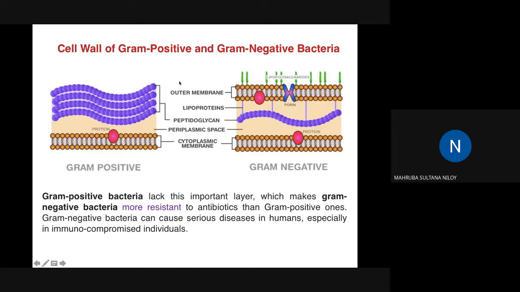So which bacteria might be more sensitive to drugs? This one or this one? Gram-positive, sir. Sensitive, right? Yes, sir. Why? Mainly because it lacks the outer membrane. Then the drug can easily pass through it, right? Yes, sir. Here it's a bit difficult to pass through, isn't it? Yes, sir.